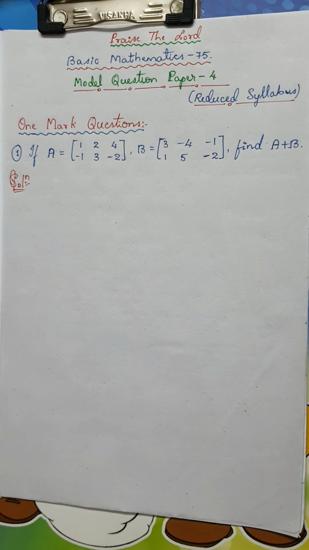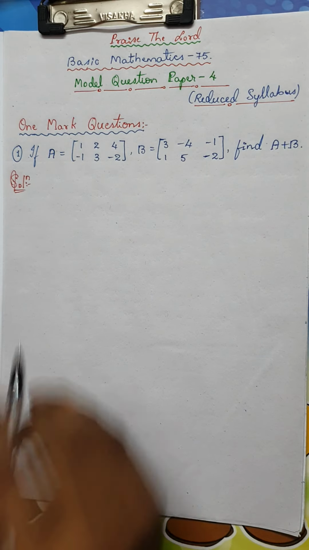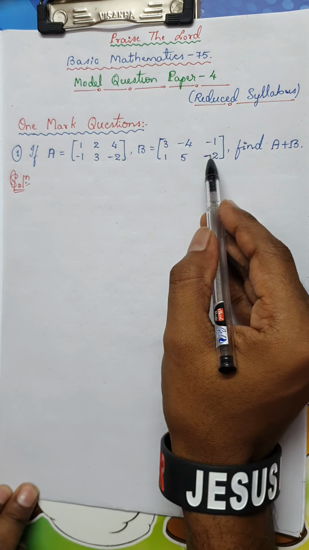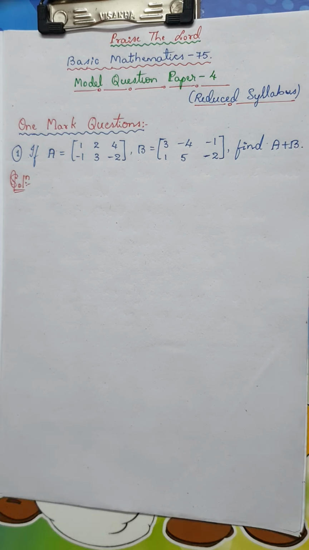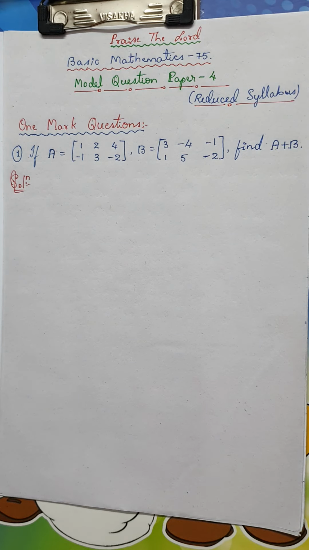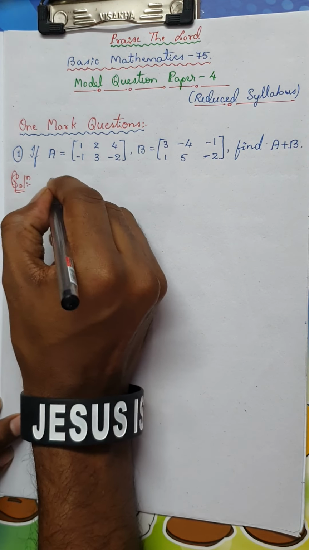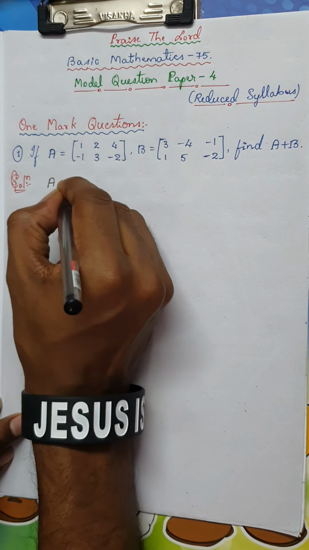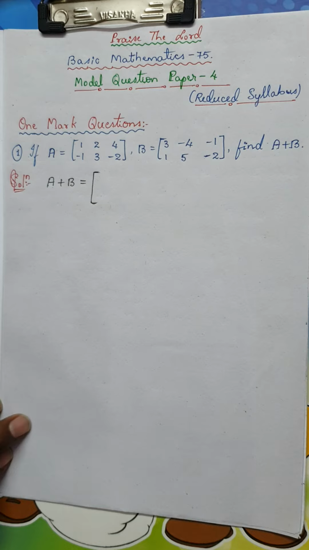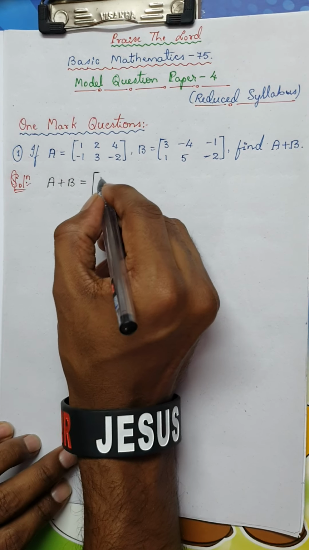So the first question we have is, he has given 2 matrices. If matrix A and matrix B are given, find A plus B. So it's a straightforward question. How do you actually add 2 matrices? Very simple, just by adding. It's a 1 mark question, so steps need not worry. Just add the corresponding elements.